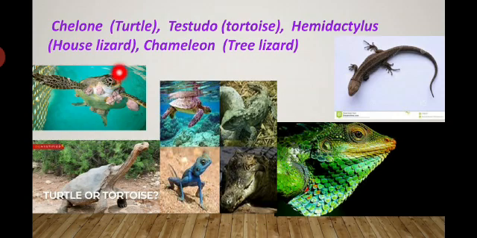Next we move to the examples of the reptile group. What are they? This is a turtle, Chelone. It's a marine organism. And this one is a tortoise, a terrestrial reptile, Testudo. And next Hemidactylus, it's a house lizard. Okay? Chameleon, you know. Chameleon is a tree lizard.